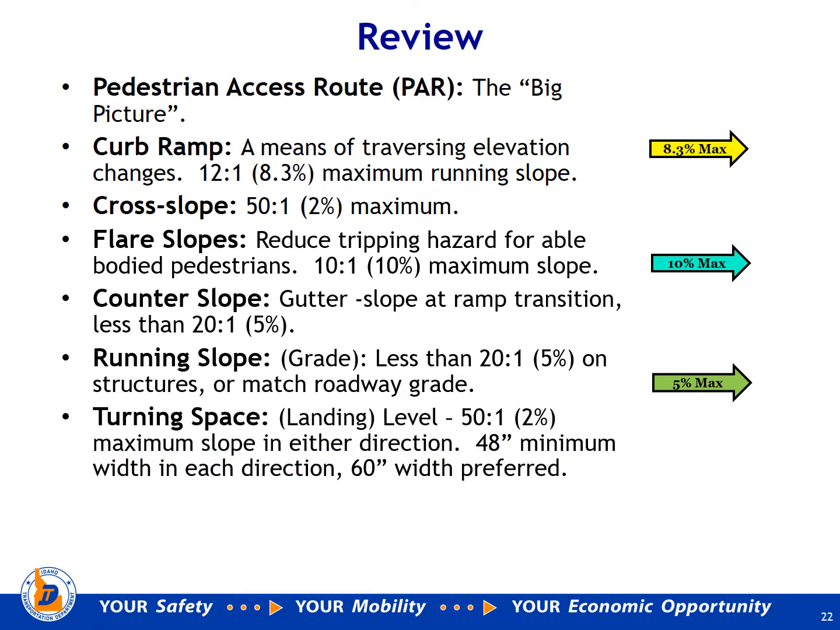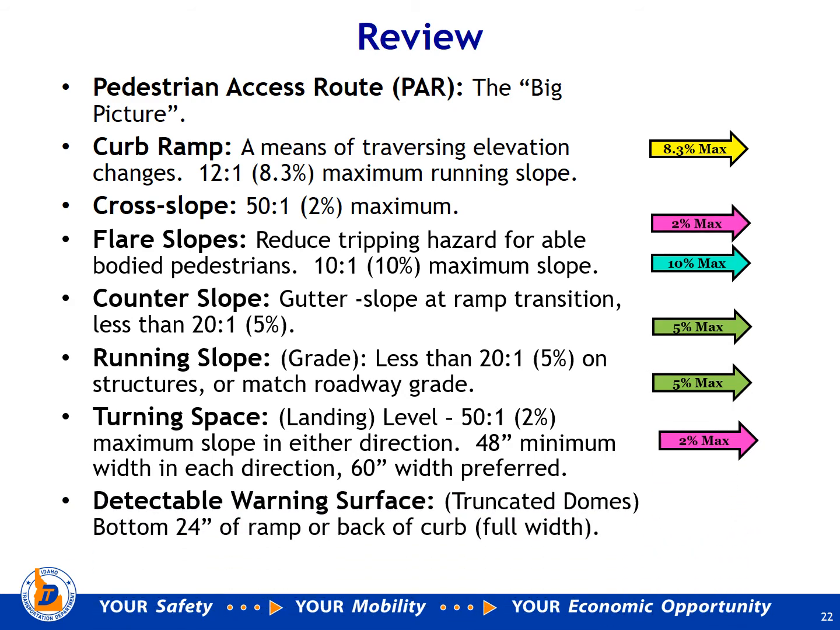Turning spaces, or sometimes referred to as landings, are required to be level or a 50:1, or 2% maximum slope in any direction. They're required to be 48 inches minimum width in each direction, with a 60-inch width preferred. And the detectable warning surface, or truncated domes, they're to be at the bottom 24 inches of the ramp and at the back of the curb, full width of the ramp.